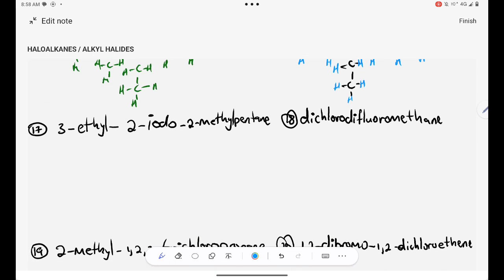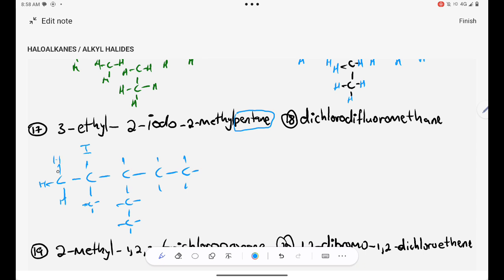For number 17, I have 3-ethyl-2-iodo-2-methylpentane. The last part tells me about my chain length. My chain length will have 5 carbons. And then at carbon number 3 I have an ethyl. Carbon number 2 I have an iodine. At carbon number 2 I have a methyl as well. All you have to do is to write the hydrogens over there. That's how easy it is, guys, to draw a structural formula.